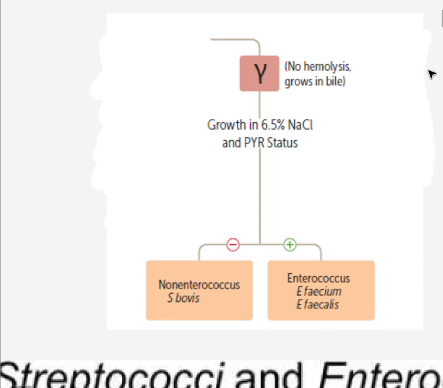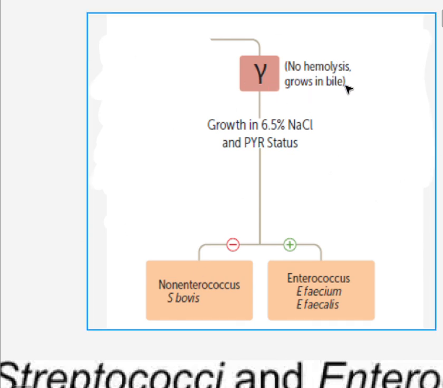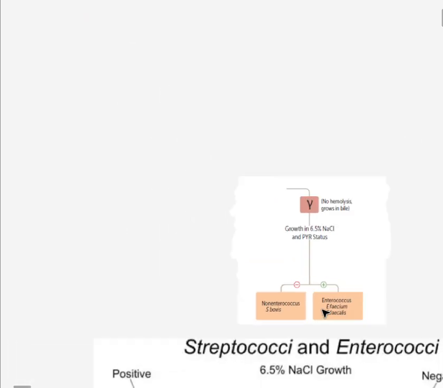So this was your gamma hemolysis. This means no hemolysis, it grows in bile. Basically the non-Enterococcus S. bovis and the Enterococcus E. faecium and E. faecalis come under this category.